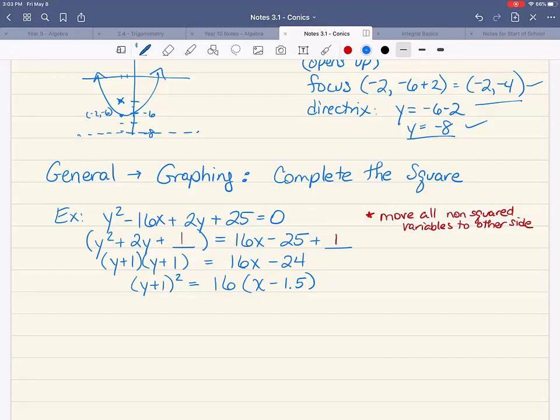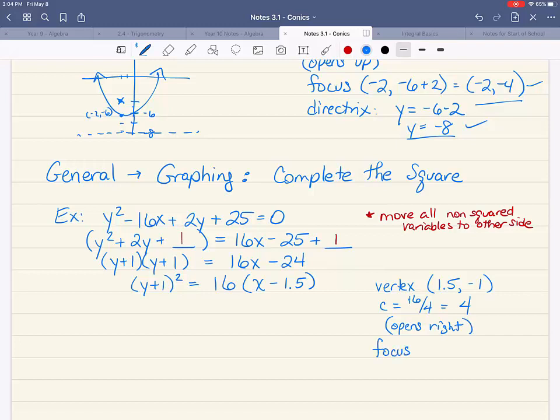So let's come up with the information that we need. The vertex is going to be, think about it for a second, positive 1.5, negative 1. C, the focal length. Take the 16, divide it by what? 4. So C is 4 this time. Since y is squared and C is positive, which way is it going to open? Look back on the prior page of notes if you need to. It is going to open to the right.